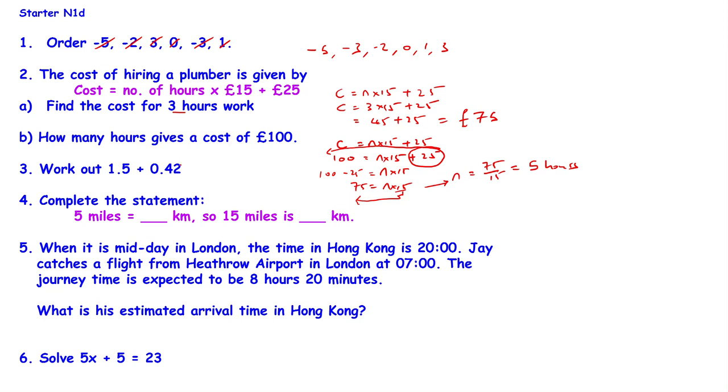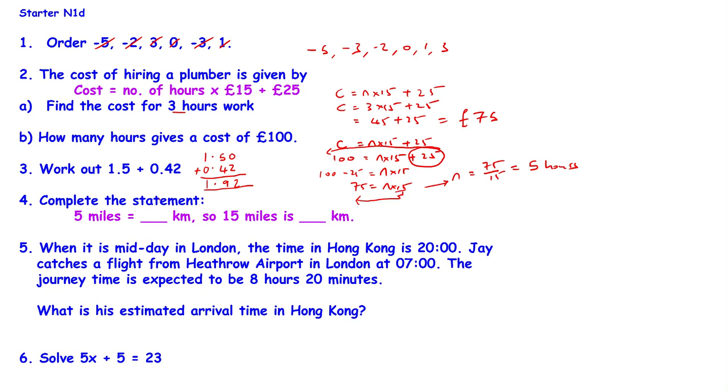Number 3. This is a bread and butter question. Don't try and do it in your head. Always set it out. Set it out as a column addition, 1.5, 0.42. It's plus. We can put a 0 there to help us. 0 plus 2 is 2. 4 plus 5 is 9. Decimal point 1.92. Okay, we cannot afford to make mistakes on questions like that.